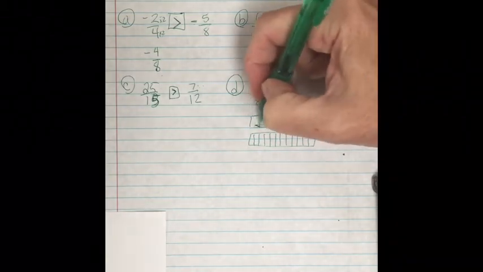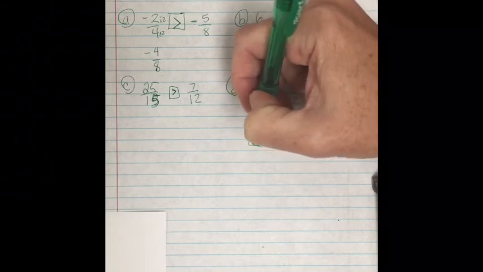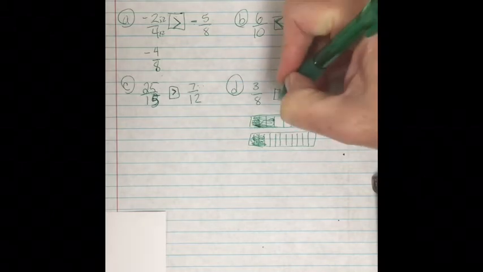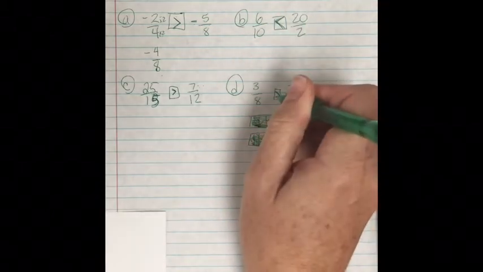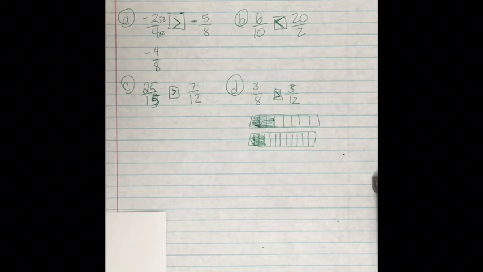Then we can visually see that 3/8 and 3/12, clearly 3/8 is greater than 3/12. Again, wouldn't you rather have a candy bar split into 8s and get 3 pieces, or would you rather have a candy bar split into 12 and get 3 pieces?